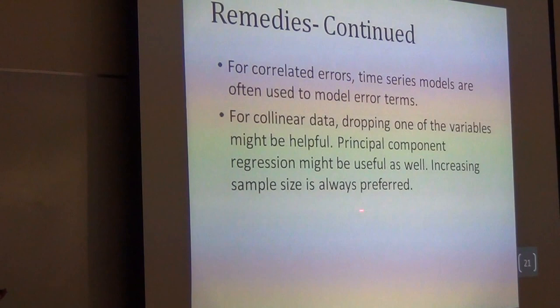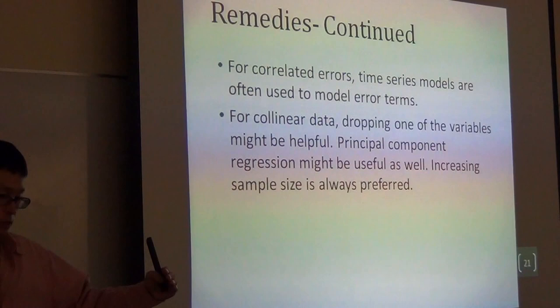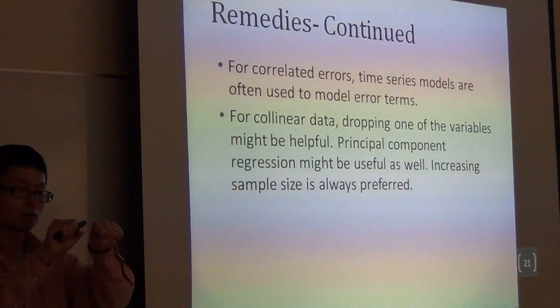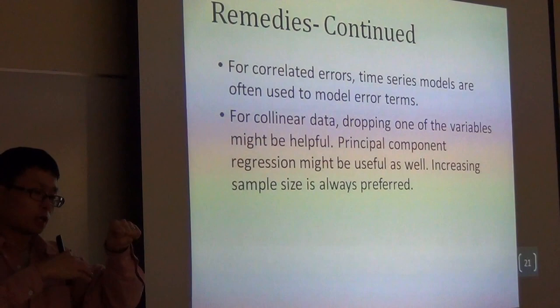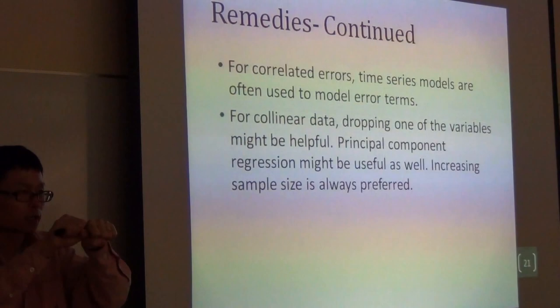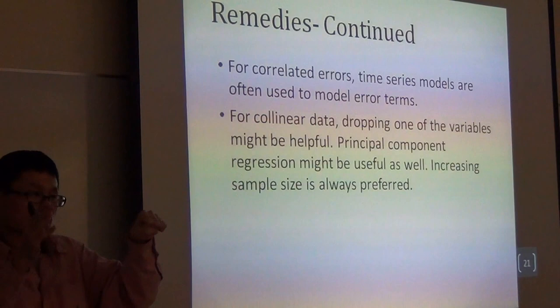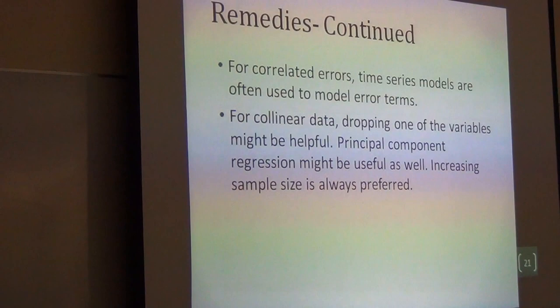Increasing sample size is always preferred. If it's possible, then if you increase sample size, you will have more information on the two correlated predictors. Once you accumulate a lot of information on each, they may become kind of separate, just like independent predictors. So you can distinguish these two more clearly. But honestly, this multicollinearity issue is really a headache.